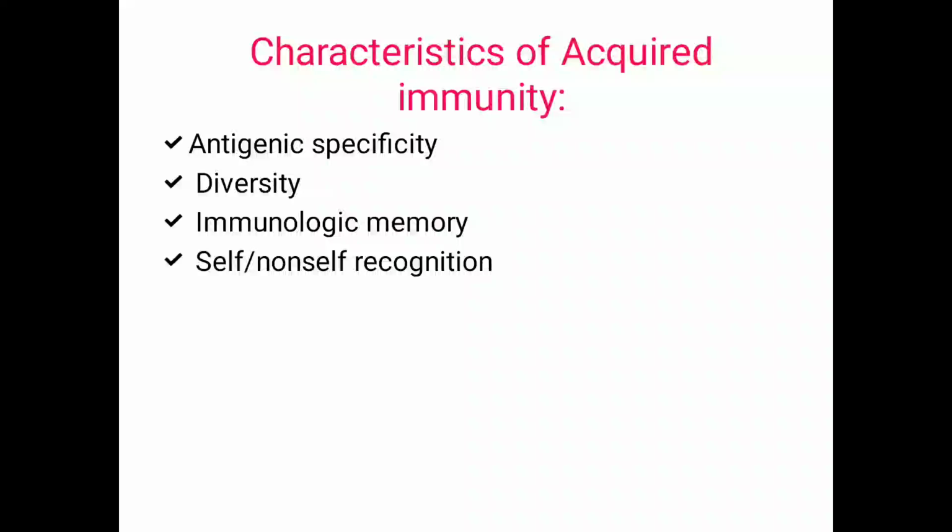And the last one is self and non-self recognition. In this, the immune system has the ability to recognize its own molecules, that are self molecules, and those that are foreign molecules, that is non-self molecules. So the immune system will produce a response against the molecules that are non-self.